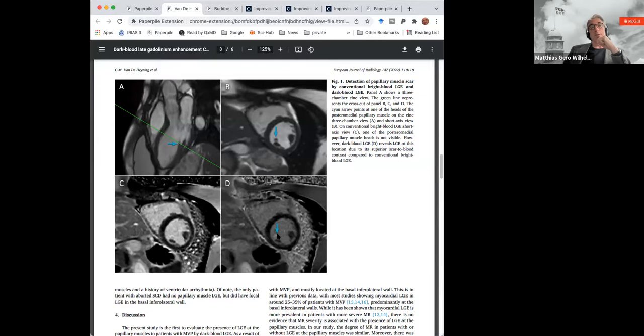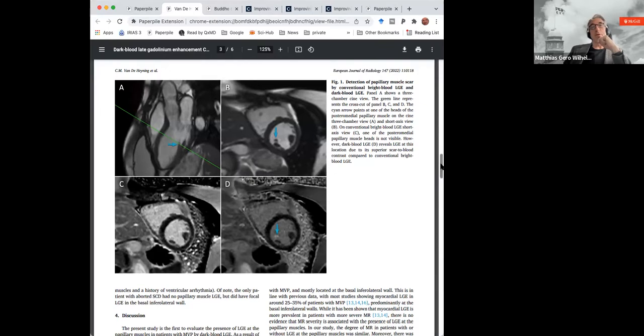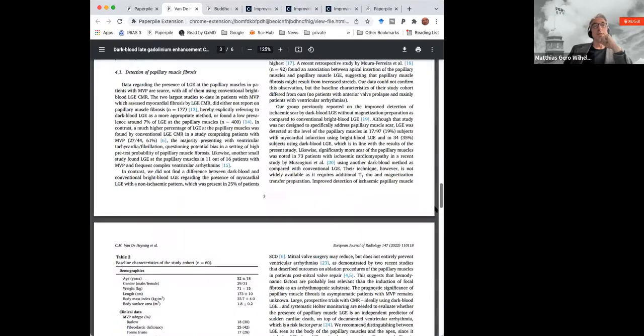But in the dark blood, you see that there is a small, bright spot indicating late enhancement related to the papillary muscle. Again, that is related to the mitral valve prolapse. So this is a typical case of those.